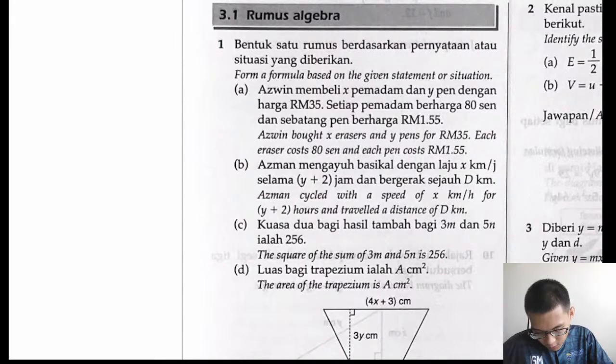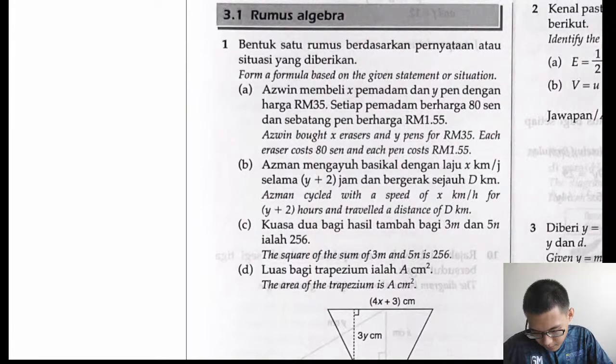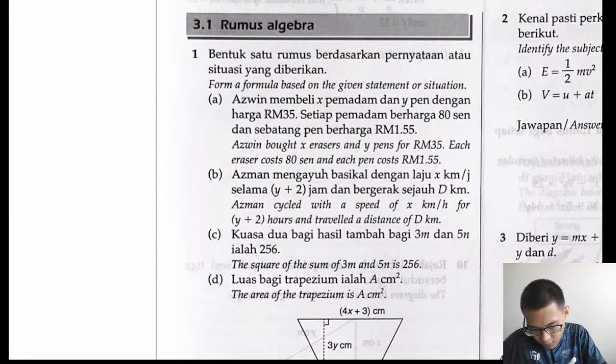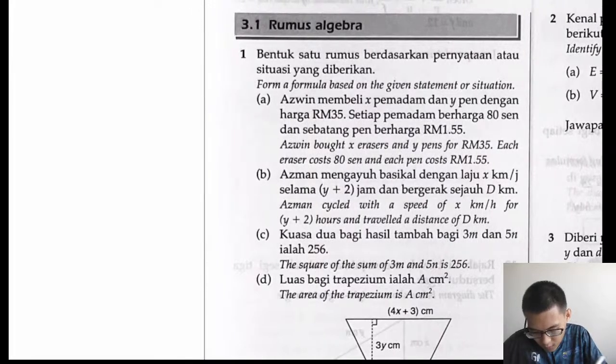Okay, so question 1a, I will try to do. The first one, we try to form a formula, based on the given statement or situation. Just form the formula only. So we have x erasers and y pens for 35 ringgit. Each eraser costs 88 cents. A pen costs 1 ringgit 55.